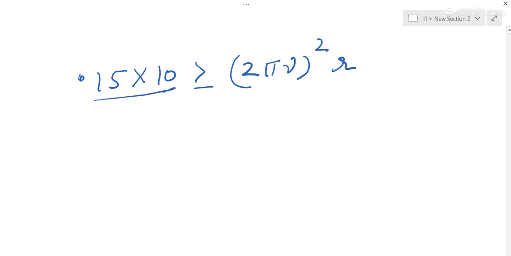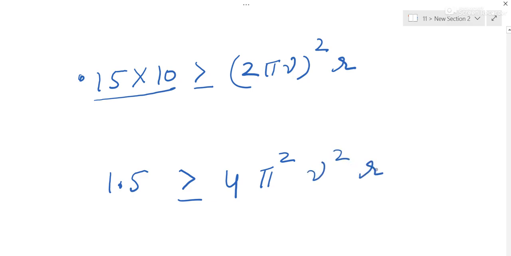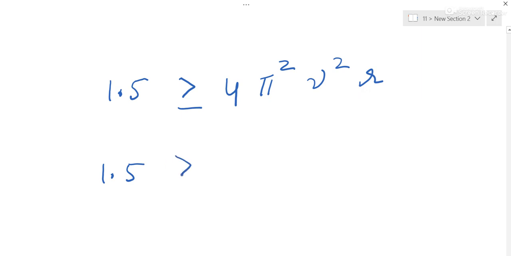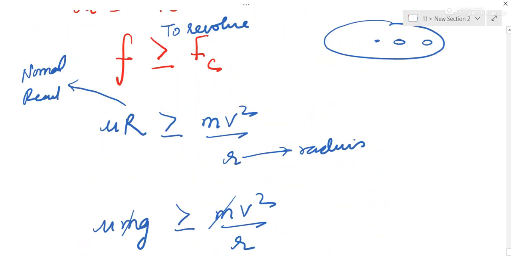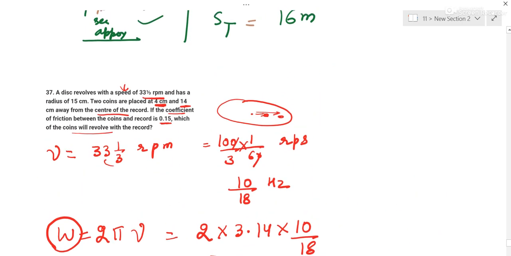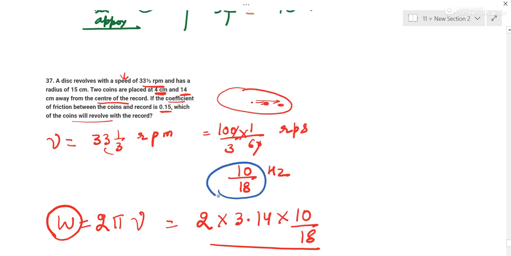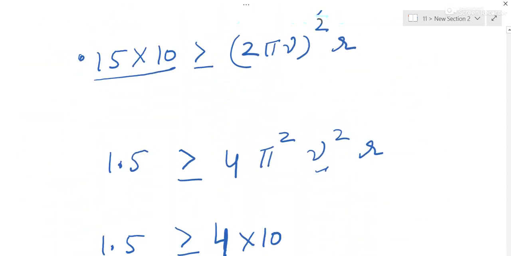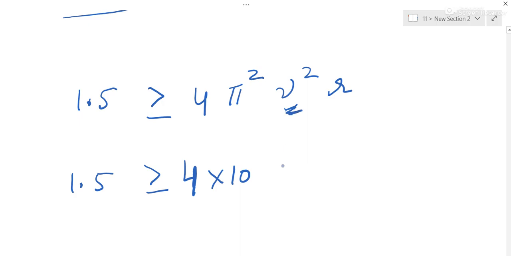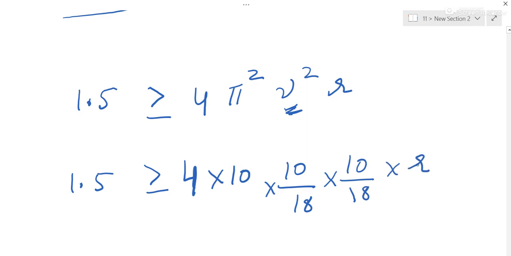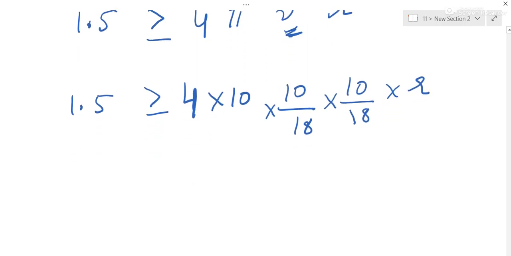So you can write it out. It will be 1.5 greater than or equal to 4 pi square nu square into r. This is 1.5 greater than or equal to 4 pi square. We take pi square as 10. Nu was, I think, 10 by 18. You can see here nu is 10 by 18. Let us substitute. Nu is 10 by 18 into 10 by 18. This is r. Now you can solve it.